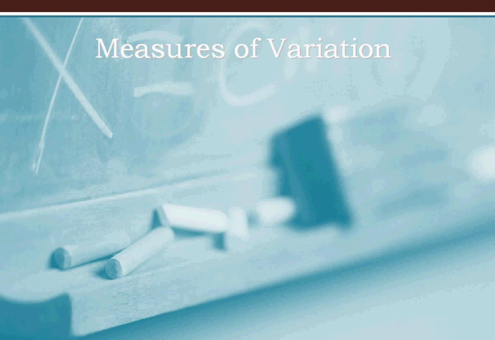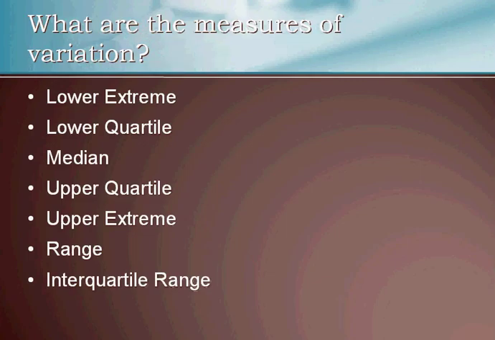Measures of variation. The measures of variation are lower extreme, lower quartile, median, upper quartile, upper extreme, range, and interquartile range.